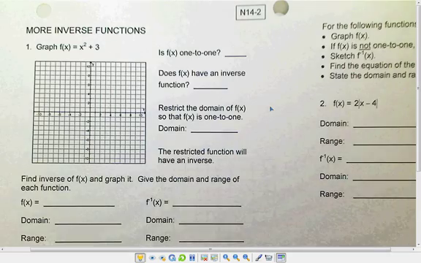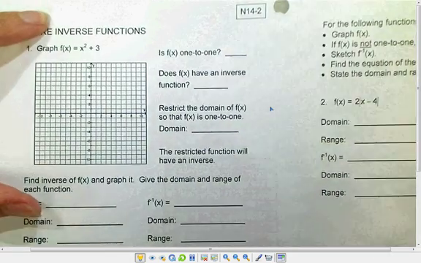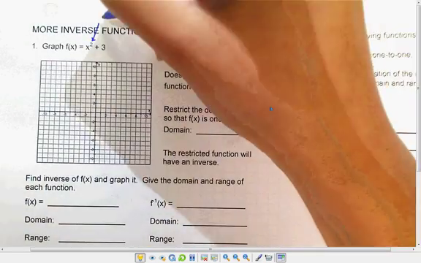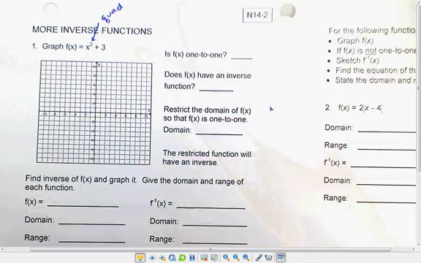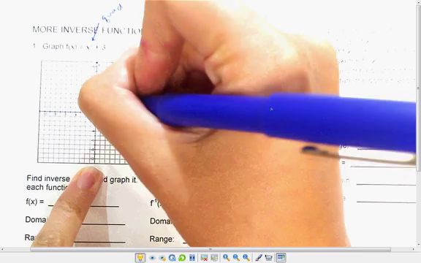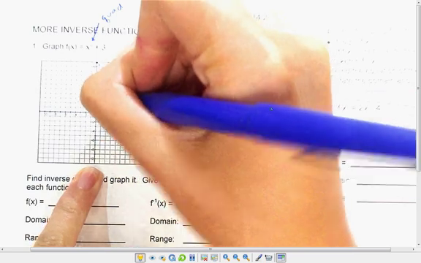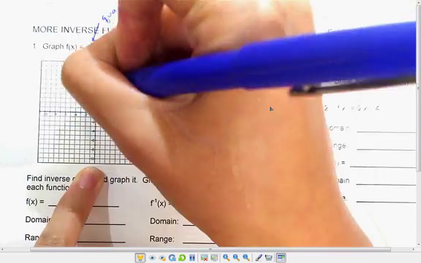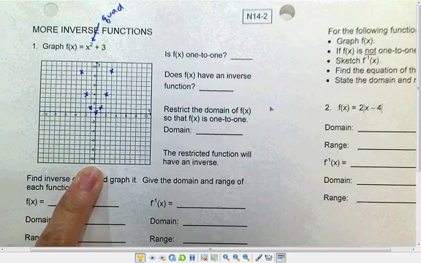Today we're going to do our second lesson on inverse functions. So we're going to start off by graphing x squared plus 3. Our parent function here is the quadratic parent function. Looking at our catalog, we know that it is 0, 0, 1, 1, 2, 4, 3, 9, negative 1, 1, negative 2, 4, negative 3, 9. So this is our parent function for quadratic.